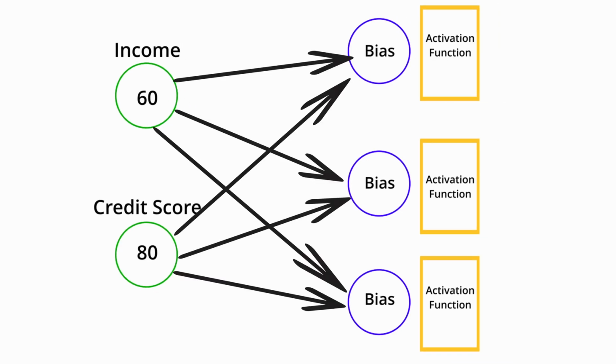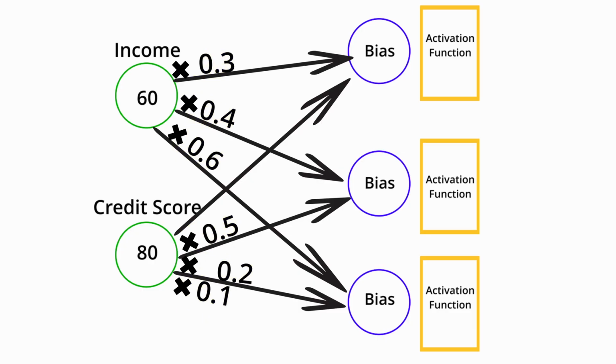Each input connects to all three neurons in that hidden layer, giving us 6 total connections. Every connection has something called a weight attached to it. Think of a weight as a measure of importance. The higher the weight, the more influence that input has on the neuron's output. Here, we already predefined weights for our connections. Each neuron takes its inputs, multiplies them by their respective weights, and adds them up.